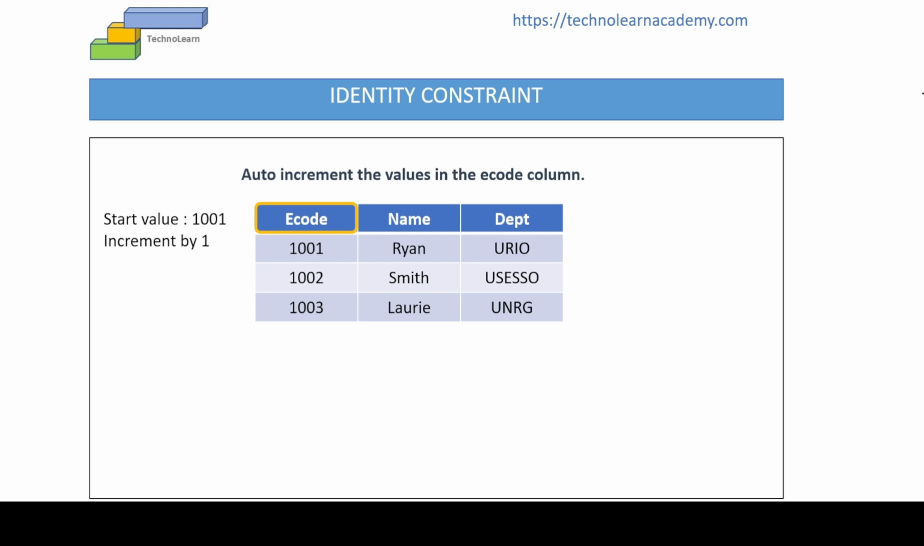And when we insert a new record, we just have to provide the values of name and department. eCode column will automatically increment the value to 104. So this is how the identity constraint works. Let's understand the identity column in practice.